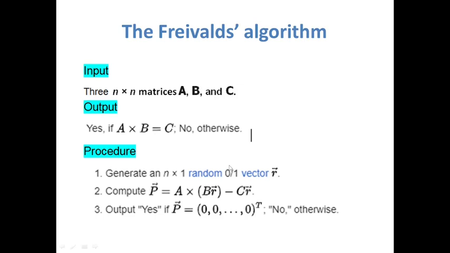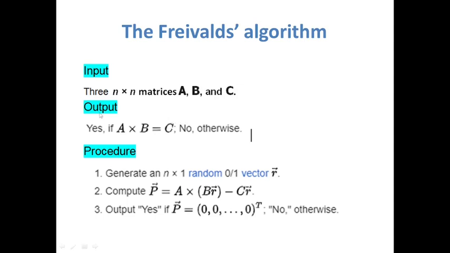Now the Freivalds algorithm is quite a different thing. It is a randomized algorithm, so a randomization technique is used. Randomization technique means it's a probabilistic technique. Whenever this probabilistic technique comes, you have these random values.